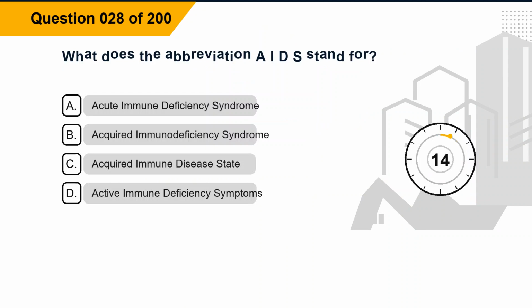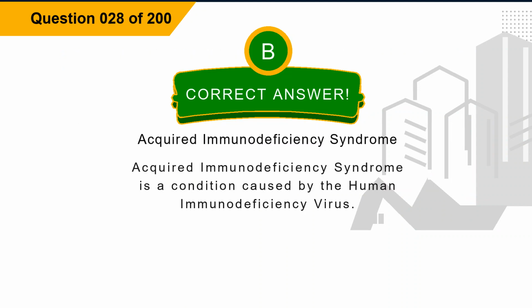Question 28. What does the abbreviation AIDS stand for? Option A, acute immune deficiency syndrome. Option B, acquired immunodeficiency syndrome. Option C, acquired immune disease state. Option D, active immune deficiency symptoms. The correct answer is option B, acquired immunodeficiency syndrome. Explanation: acquired immunodeficiency syndrome is a condition caused by the human immunodeficiency virus.